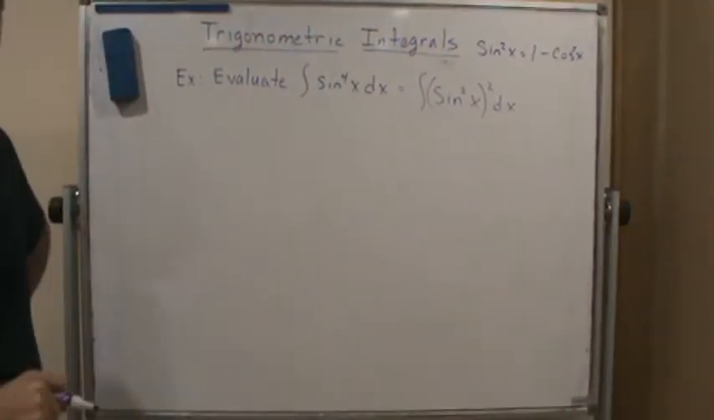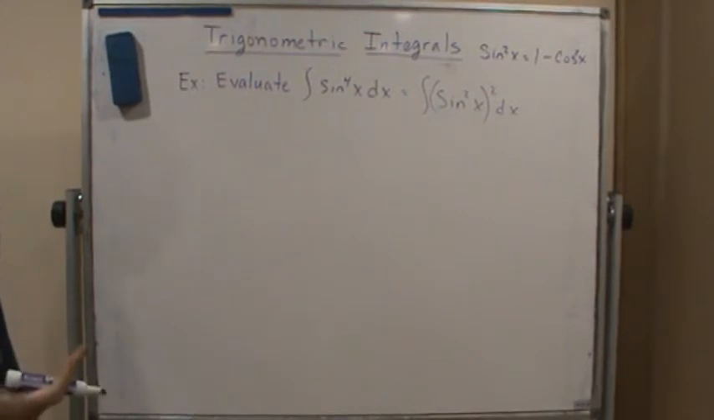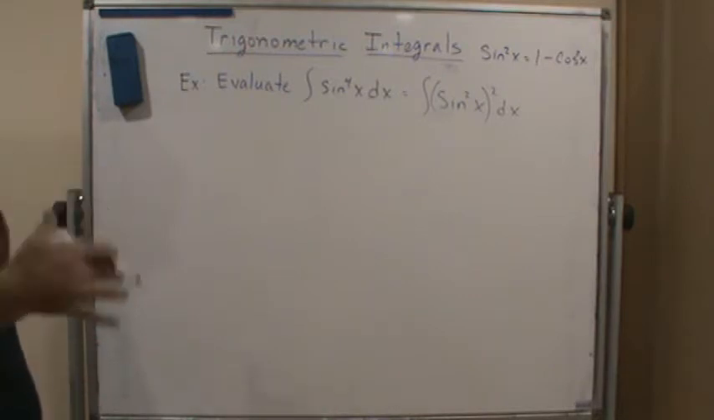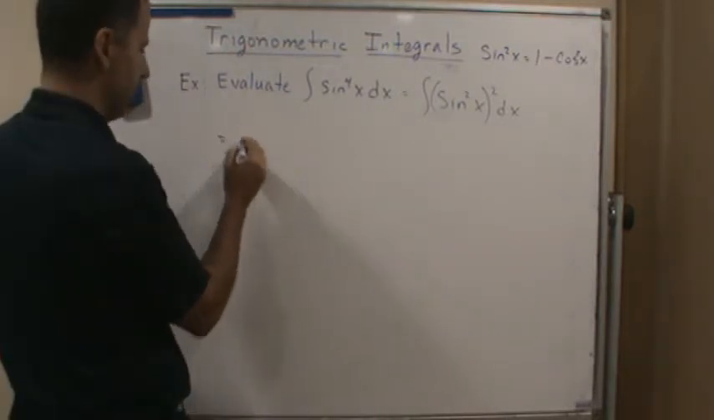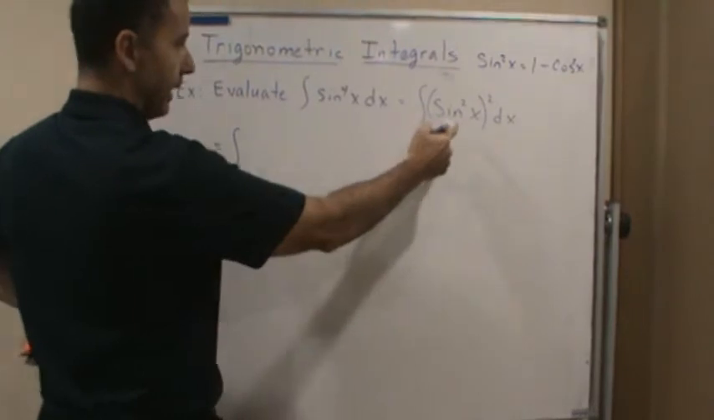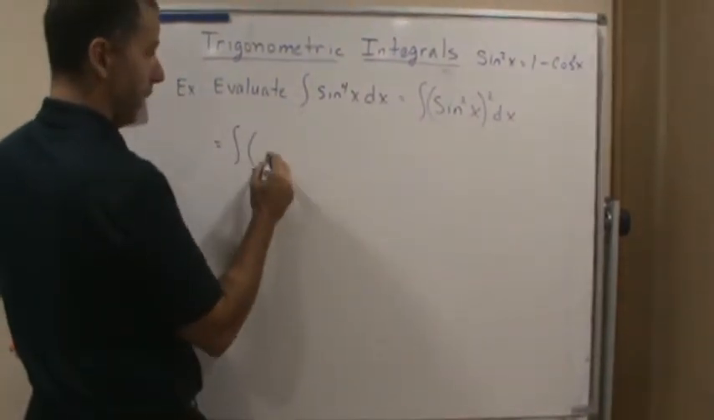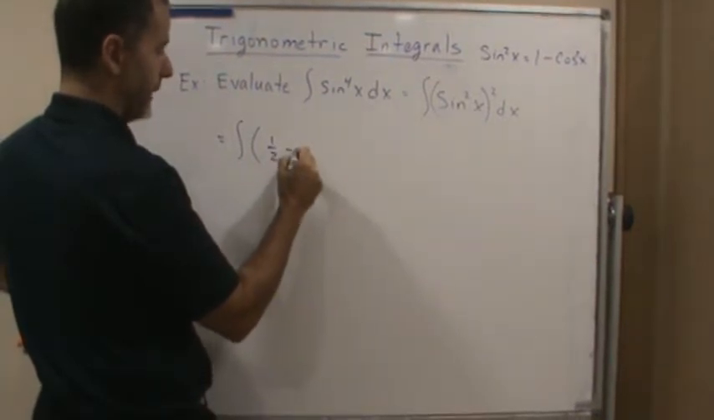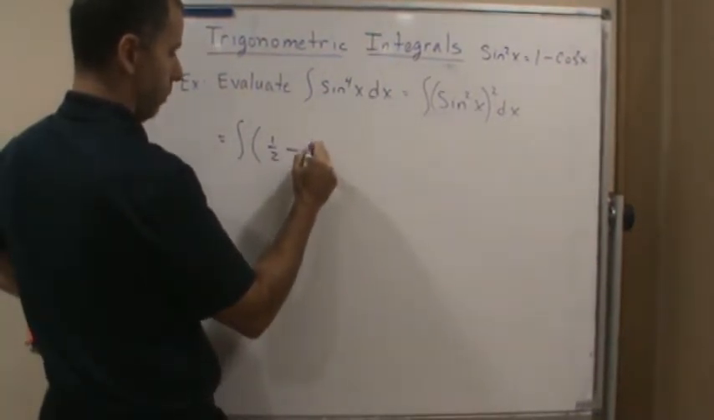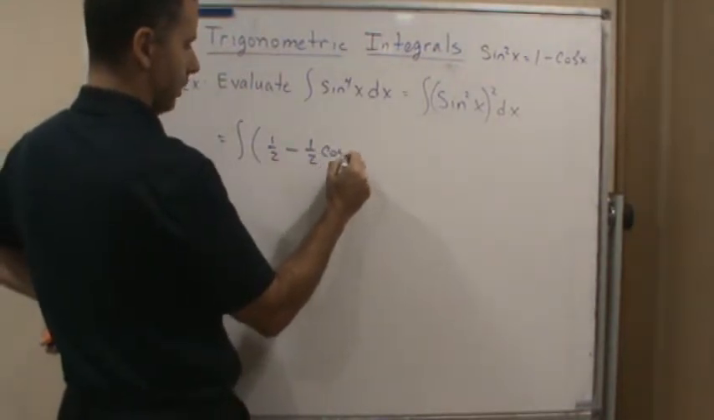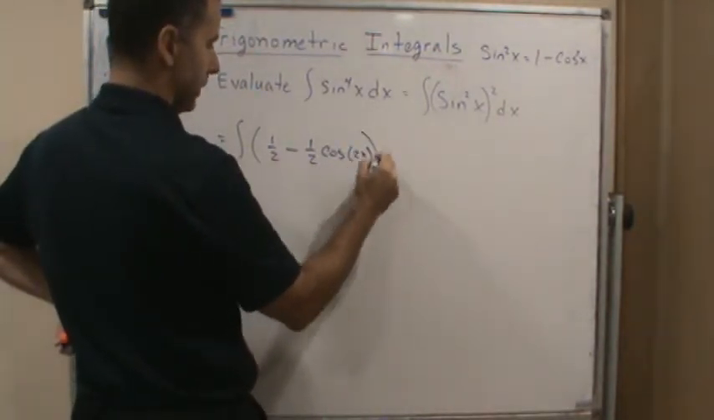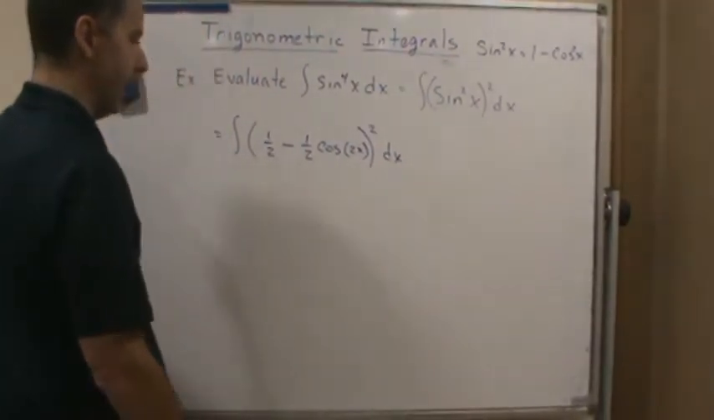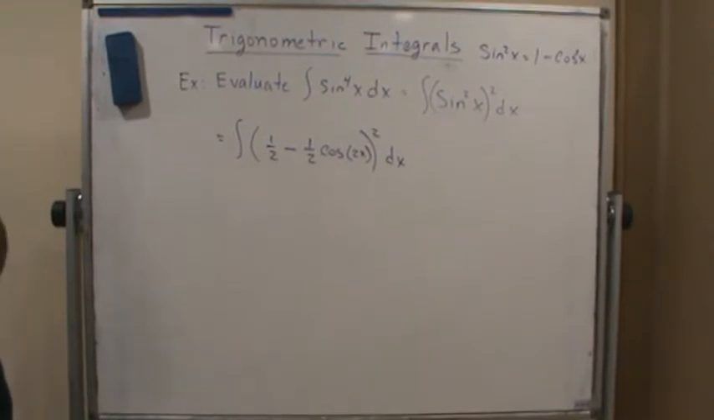And so now what I'm going to do is I'm going to put in the identity, and then I'm going to expand this. So the identity becomes, right, so inside here is going to become what? 1/2 minus 1/2 cosine 2x quantity squared dx. And so now what I'm going to do is I'm going to expand this out.